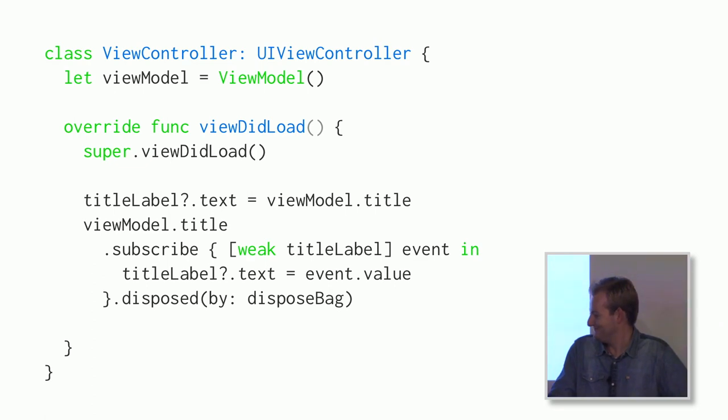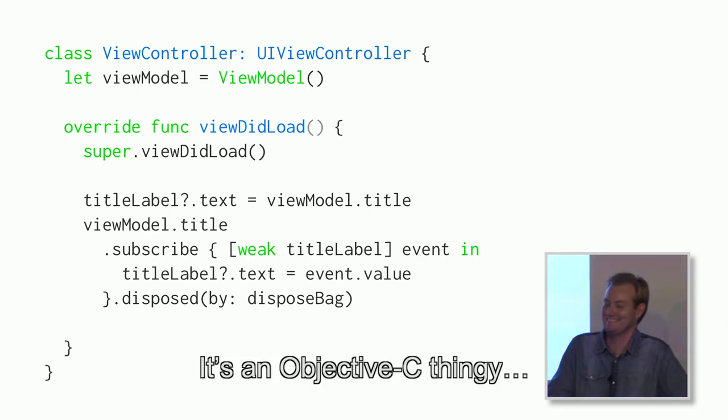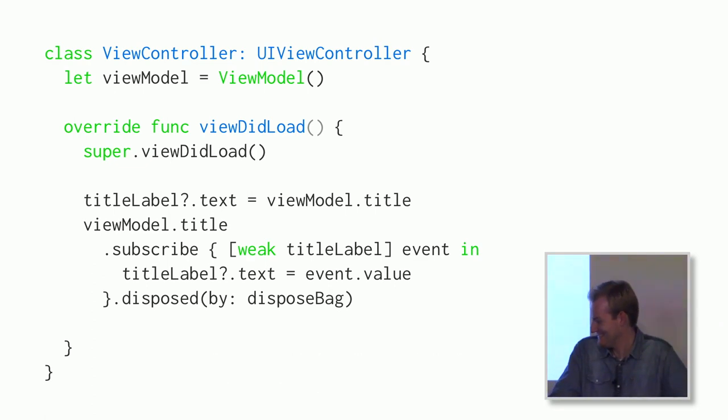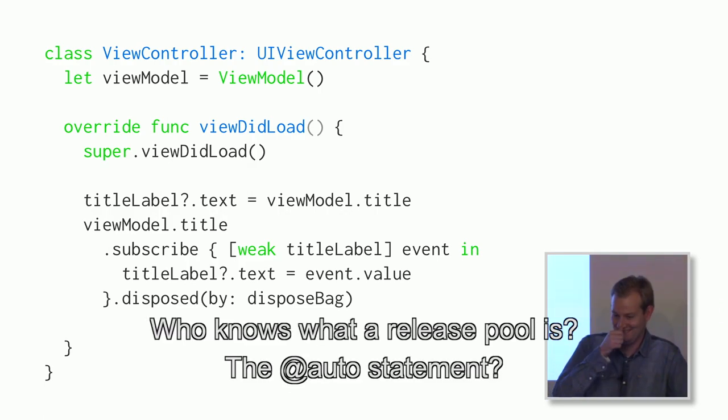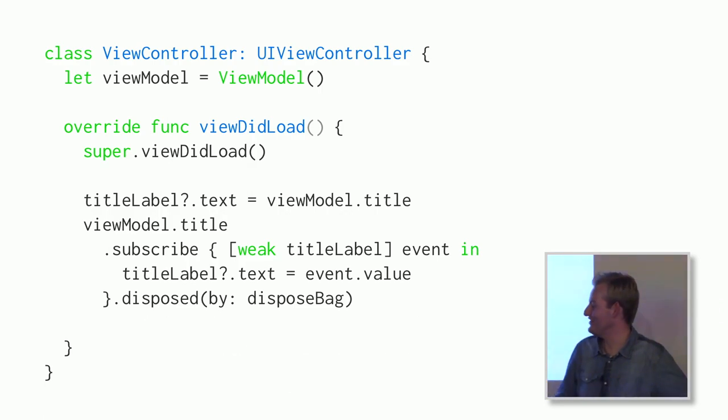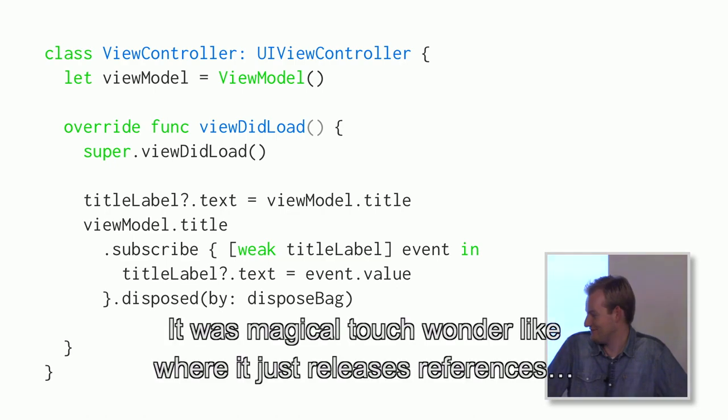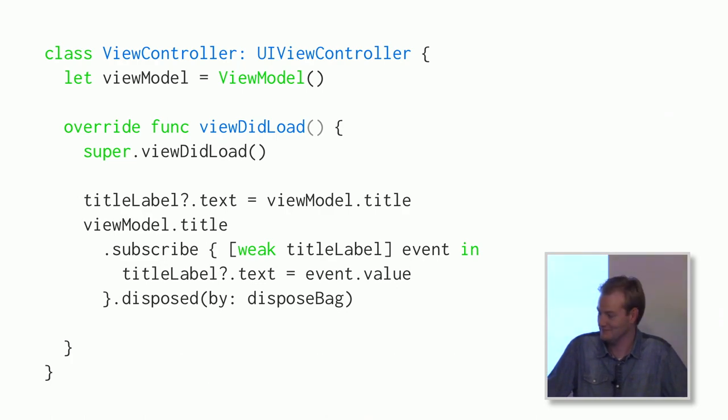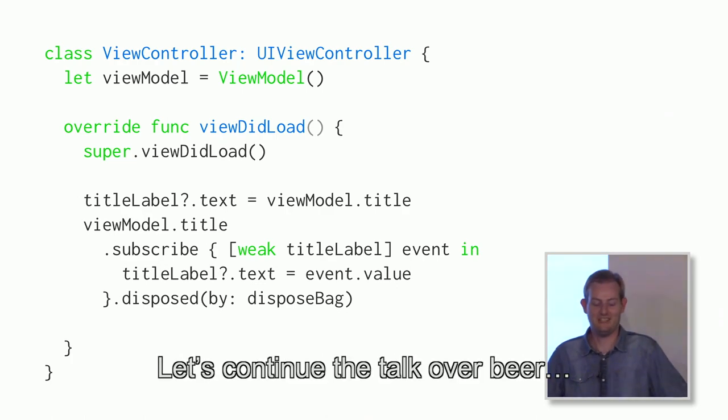I'm not that old, but probably. This is some Objective-C thingy. Yeah. Who does the release pool? The autorelease pool is the only one I ever heard of. Yeah, it's for doing stuff with loops in C and stuff. It was a magical touch, where it just releases references. You can still use them in Swift. Okay, let's continue talking. Thank you.